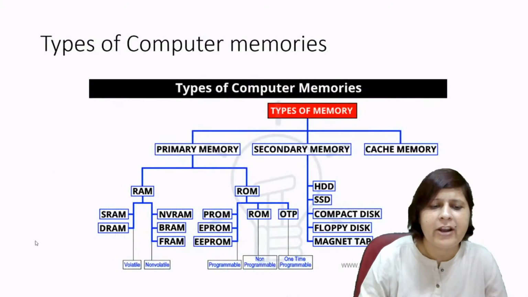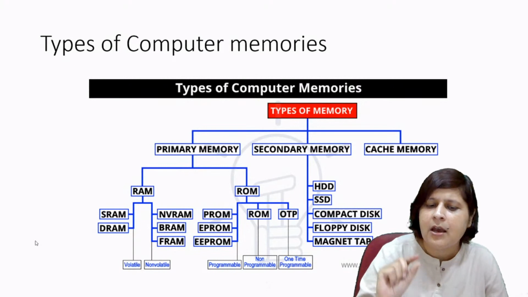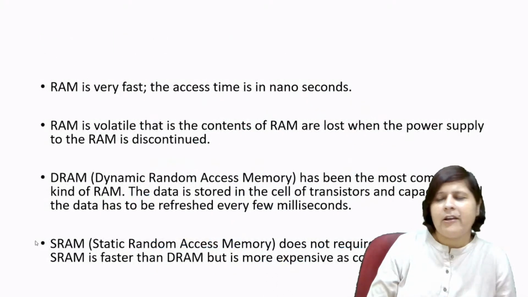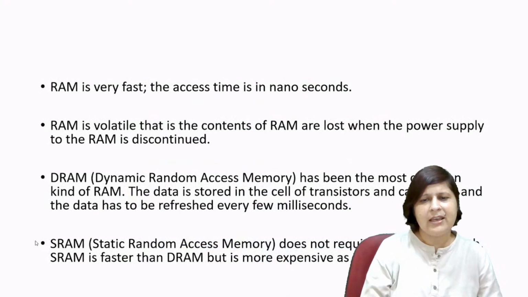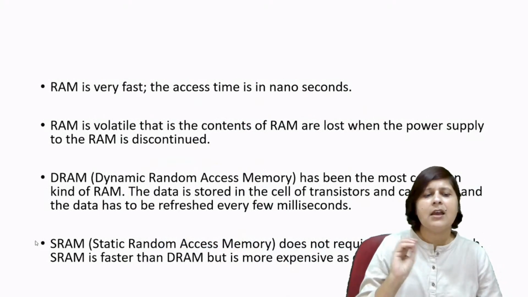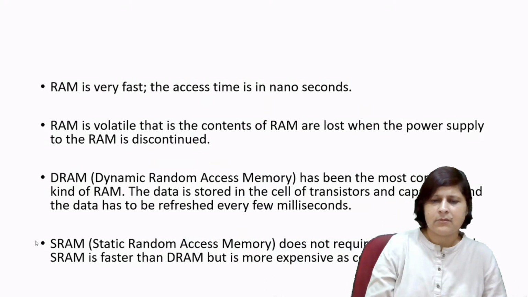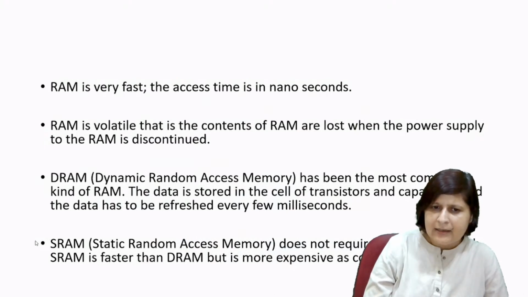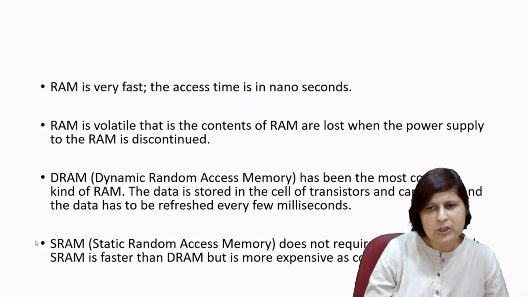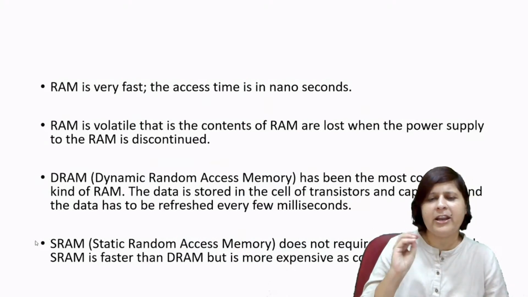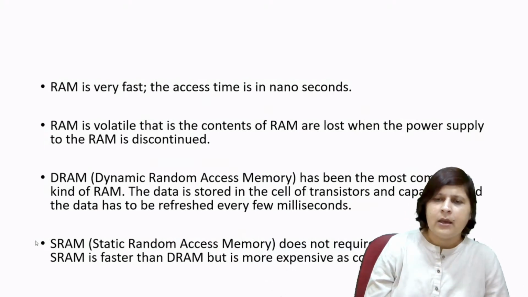The full form of RAM is random access memory. ROM is read only memory. RAM is very fast. The access time of RAM is in nanoseconds; within nanoseconds you can access the data. RAM is volatile, that is, its contents are lost when the power supply is switched off or discontinued. It needs a continuous power supply to retain the content.